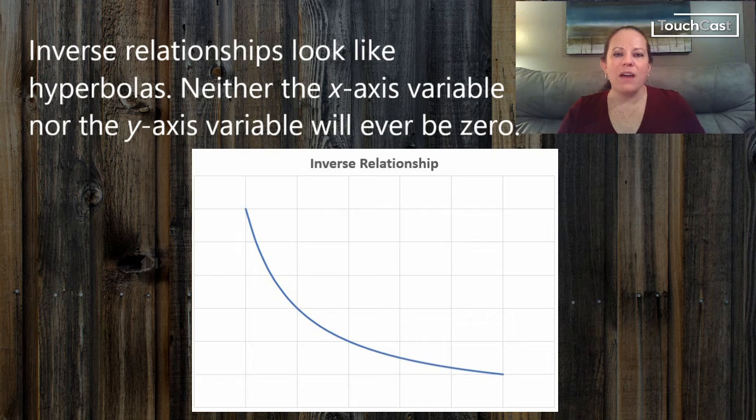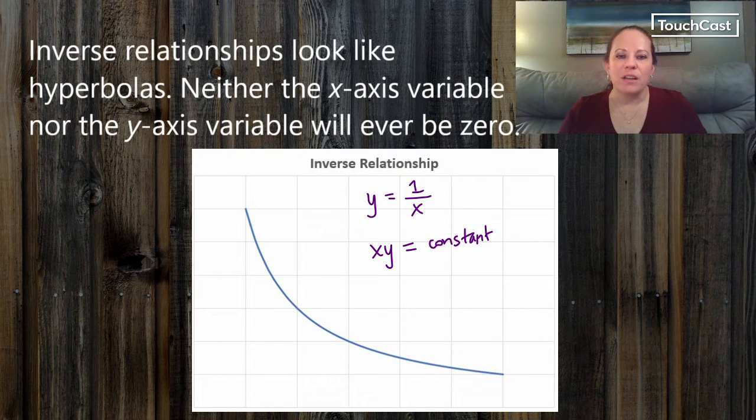And we have a couple different ways of describing this kind of function. The basic equation is y equals 1 over x, or another way would be that the product of the two, x times y rather, will be equal to some constant value. So it doesn't have to be equal to 1, but when you multiply them together, they'll be equal to a constant.